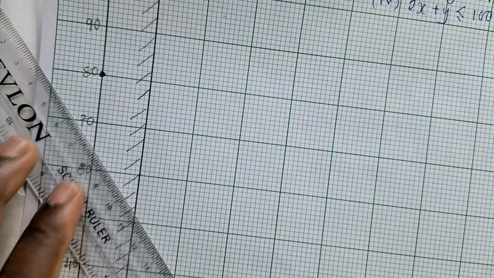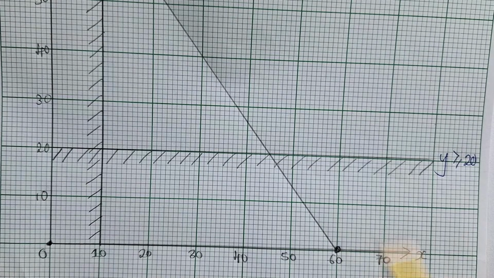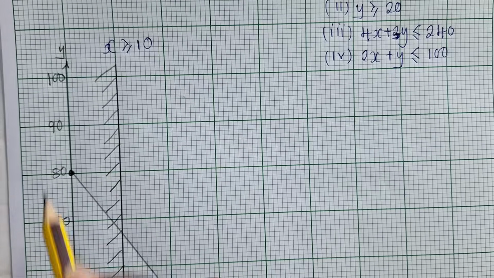So you put your ruler nicely on both ways. So this side on the x-axis, it's at 60. For the y-axis, it's at 80. Okay. So this is how this looks. So you can see it's coming from here all the way to here.